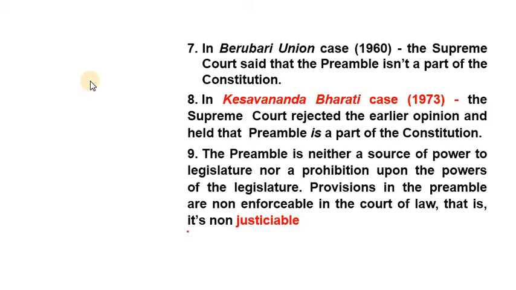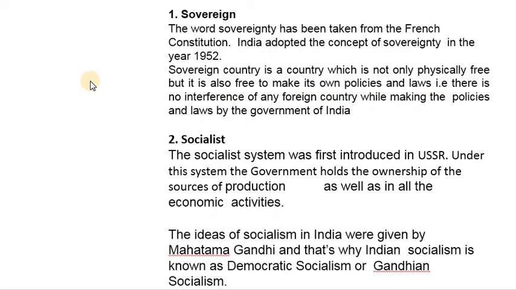You can see that many politicians use the words of the preamble in their speeches. Later on we can't raise any objections to their speech because it is non-justiciable. So they play smart. What are the words that are written in it?